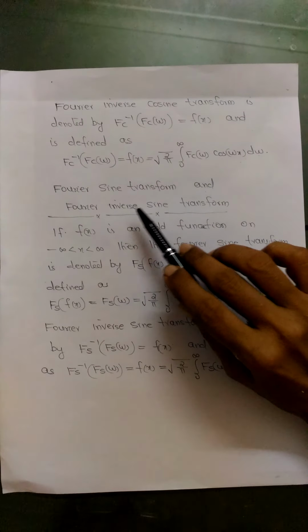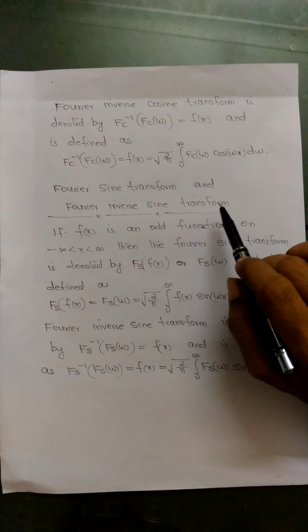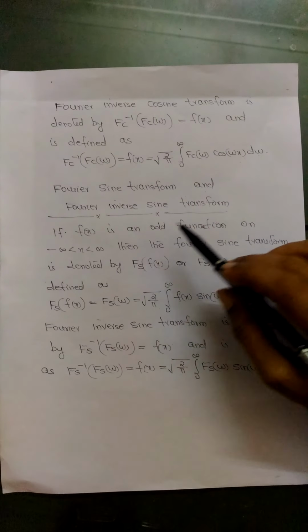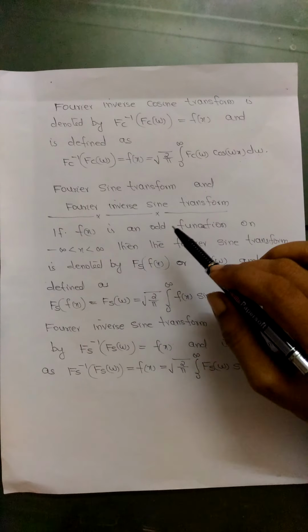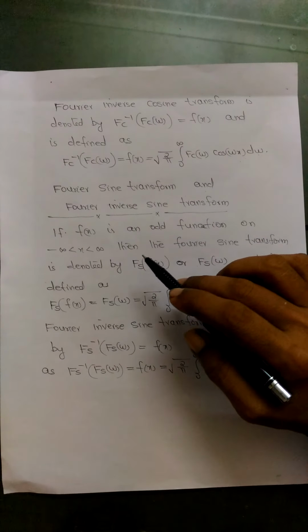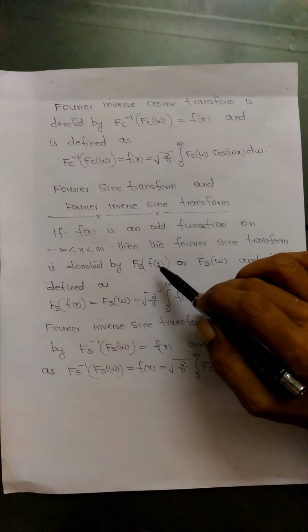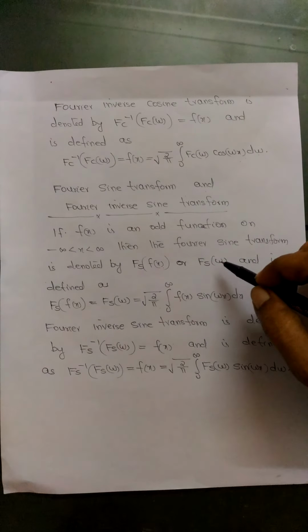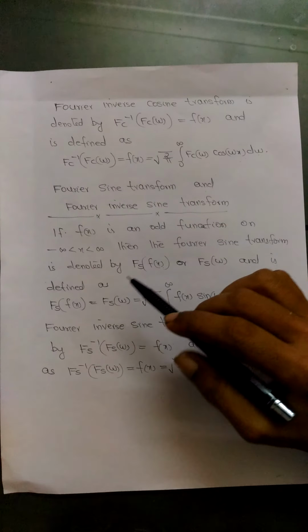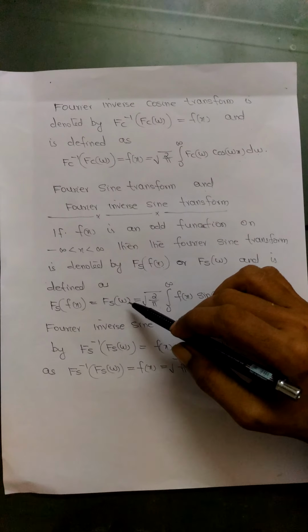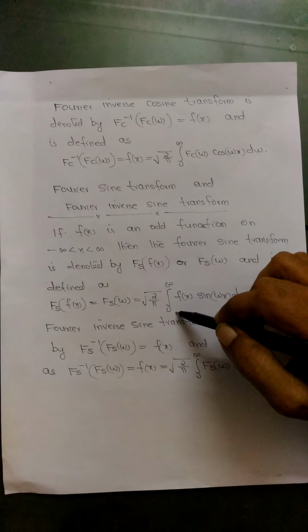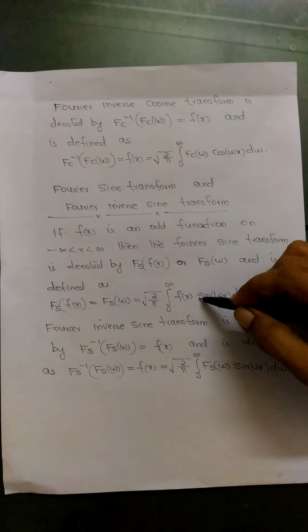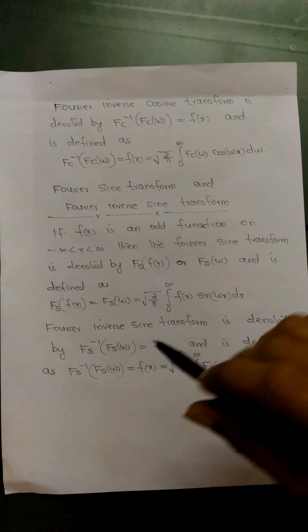Similarly, we define Fourier sine transform and Fourier inverse sine transform. If f of x is an odd function defined on the interval minus infinity less than x less than infinity, then the Fourier sine transform is denoted by fs of f of x or fs of omega and defined as fs of f of x equals fs omega equals root of 2 by pi into integral 0 to infinity f of x into sine omega x dx.